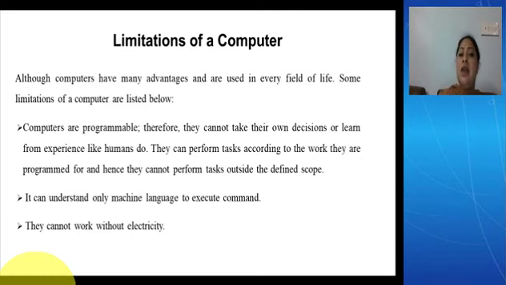So if there is any different kind of data provided on which they have never worked before, the limitation of the computer may be that you may not get accurate results, because the computer will not be able to use its experience, and make the decision on the spot like humans do. The other limitation of a computer is that it understands only machine language to execute commands, and it cannot work without electricity.